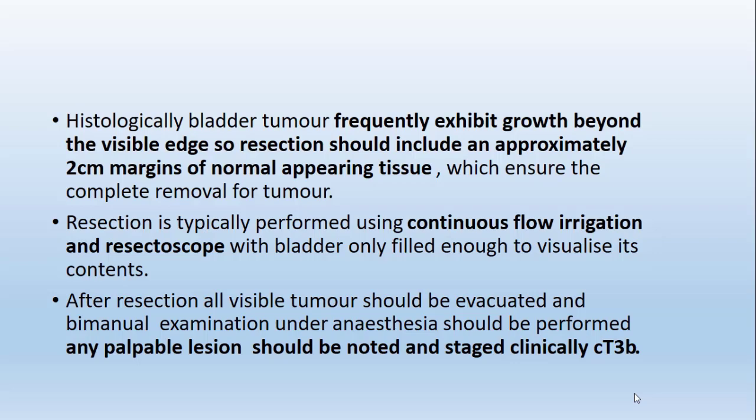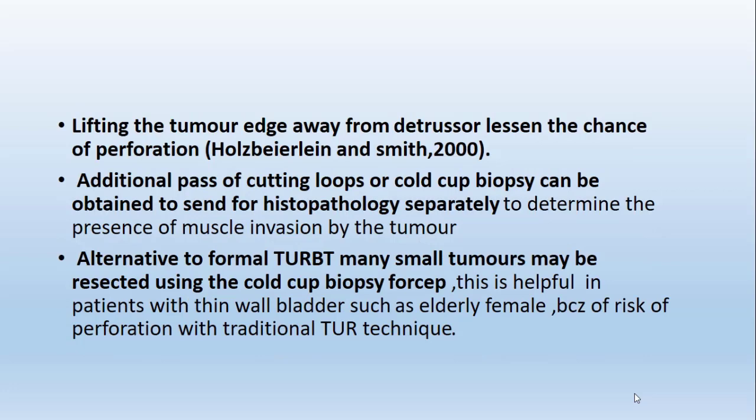After resection of all visible tumor, we should evacuate the chips and perform bimanual palpation. Any palpable lesion should be noted, and if the tumor is palpable, it is staged clinically as T3b. The method of resection should be lifting the tumor edge away from the bladder wall, which lessens the chance of perforation. After resection, additional passes of cutting loops or cold biopsy can be obtained, and histopathology should be sent separately to determine muscle invasion by the tumor.